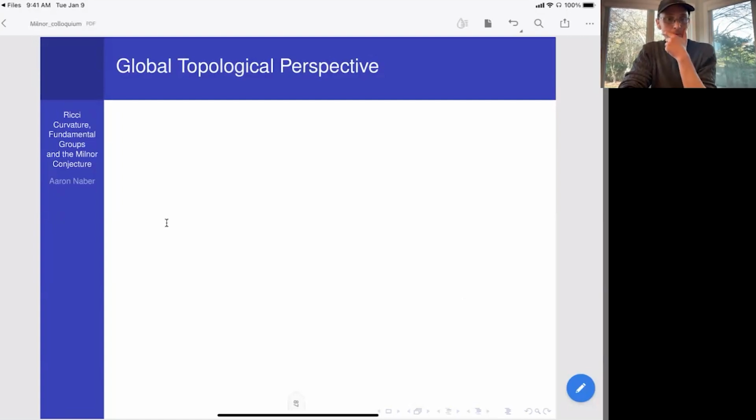So maybe before starting over, what I'm going to do real quick is give you a topological perspective of what this gluing actually looks like and what actually happened.